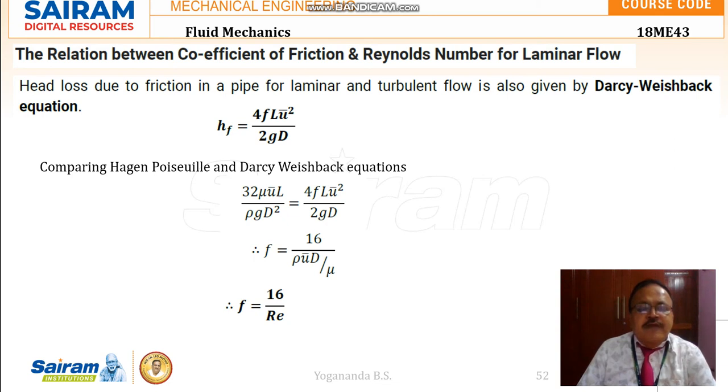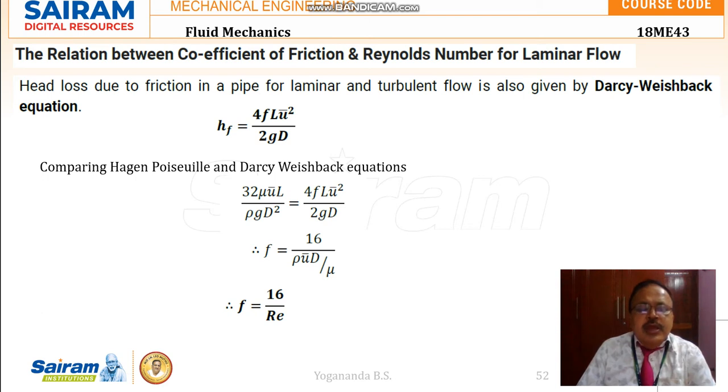So that is hf in a pipe for laminar and turbulent flow, given as 4fLV² by 2gD, where V or u bar is the average velocity, hf is the head loss due to friction, and f is the friction coefficient. So this equation, the Darcy-Weisbach equation, gives the head loss due to friction in a pipe for laminar and turbulent flow. Now comparing the Hagen-Poiseuille and Darcy-Weisbach equations.